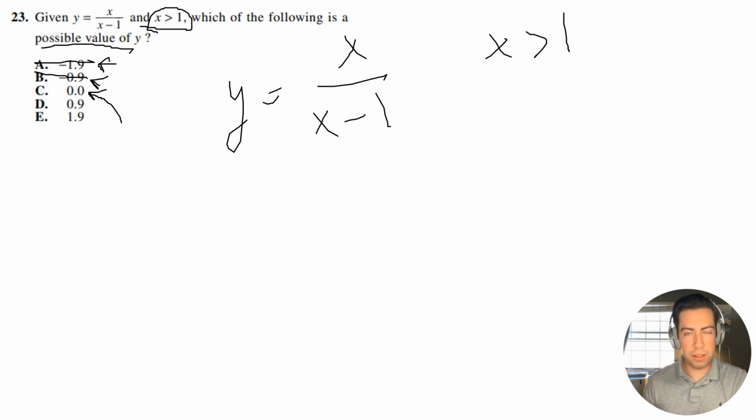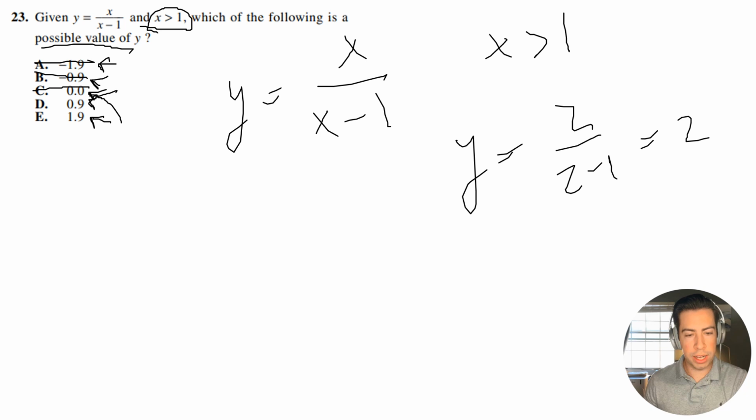If x is greater than 1, I mean, even if it's equal to 2 or something, we're going to have y equals 2 divided by 2 minus 1. That's going to be 2. So we can never get to 0 here. All right, guys, now the last thing is, could y ever equal 0.9 or 1.9?